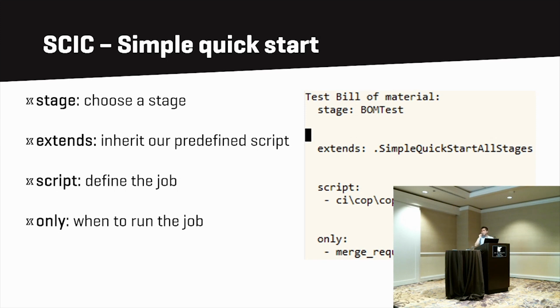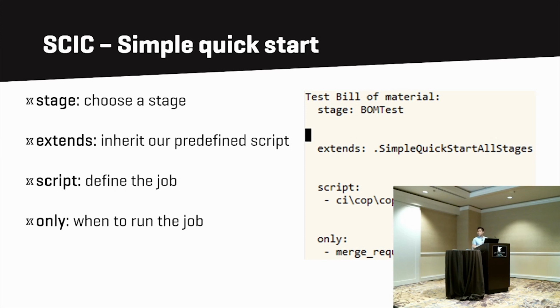So this job is named test bill of material, and the stage is bill of material test. And it also extends some of our scripts. So this will actually use a setup script that we have. It will also use some predefined goodies that we have. I will show you what exactly it is later on. But if you use the predefined script, you see that the script part is just a single row. And that's all you need to actually run a test. Just one single row.